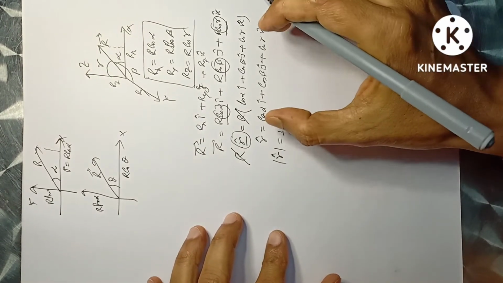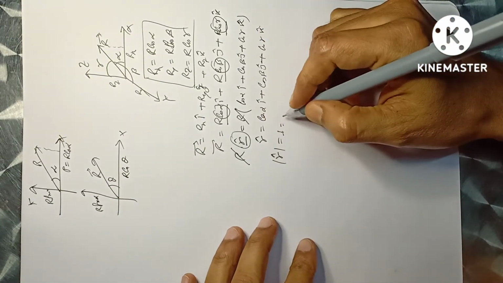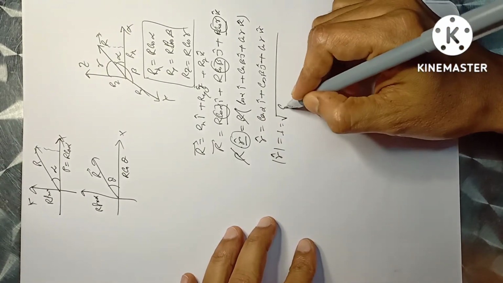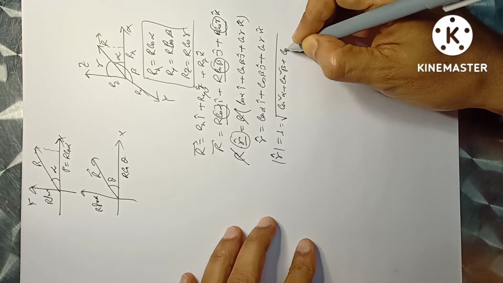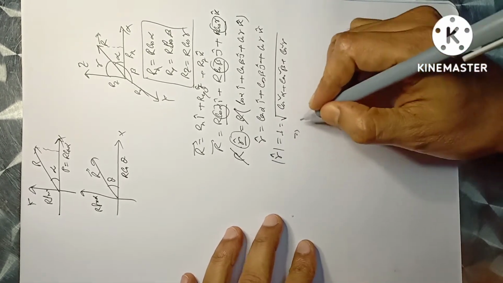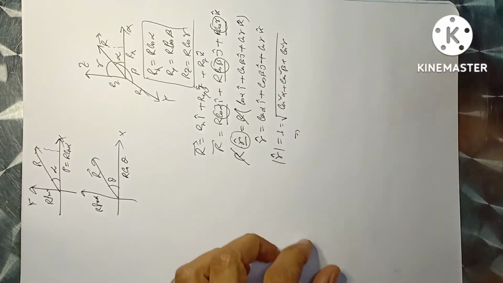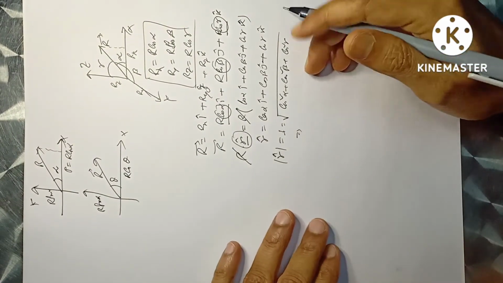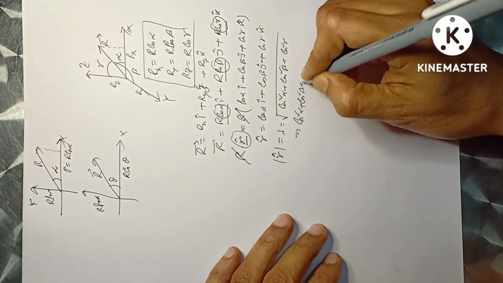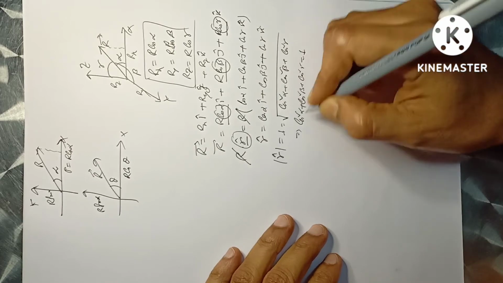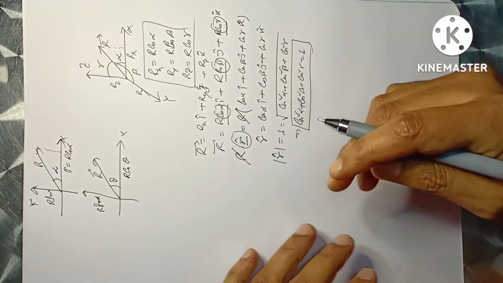The mod of r cap, from this relation, we get root of cos square alpha plus cos square beta plus cos square gamma. From this formula we can write cos square alpha plus cos square beta plus cos square gamma equals 1. This is the important formula of the direction cosine law.